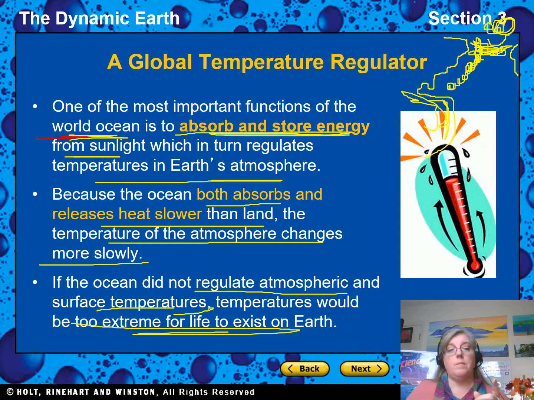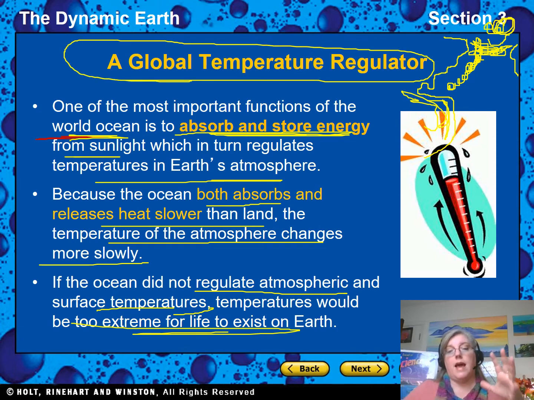So that's one of the main things. It's a global temperature regulator. It helps to balance out the heat. The cold places don't get too cold and the hot places don't get too hot because of what the ocean can do, holding the sun's heat.